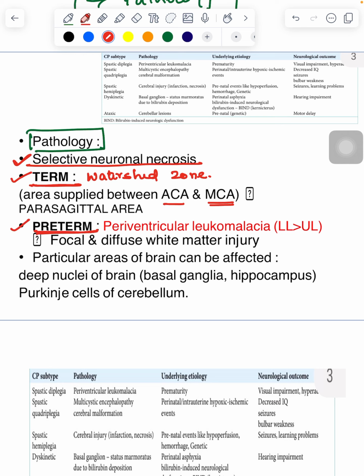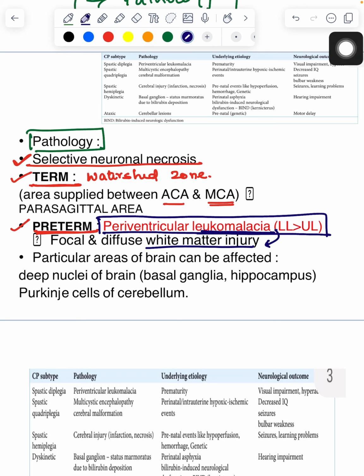Next, coming to the preterm child, mainly it is periventricular leukomalacia. What is the meaning of leukomalacia? Leukomalacia means a focal and diffuse white matter injury. When you take an MRI, you will see small cyst-like cavities or lesions present on both sides of your ventricle. That is called leukomalacia. It is mainly because of white matter injury. There will be leukomalacic changes or cavities in the brain of the preterm child.